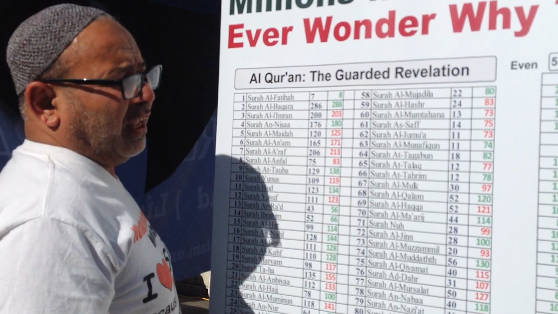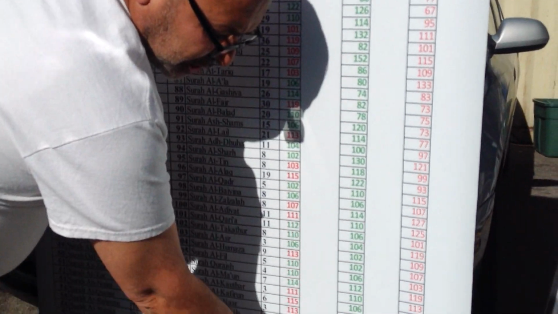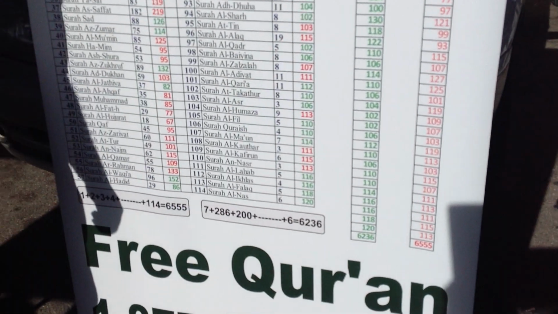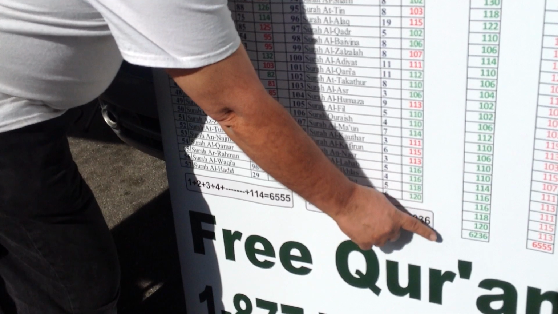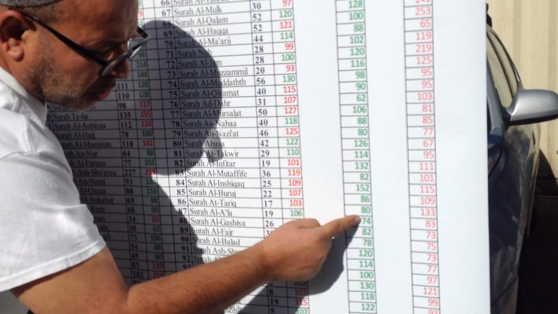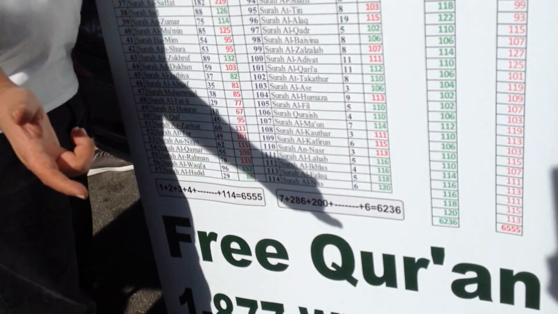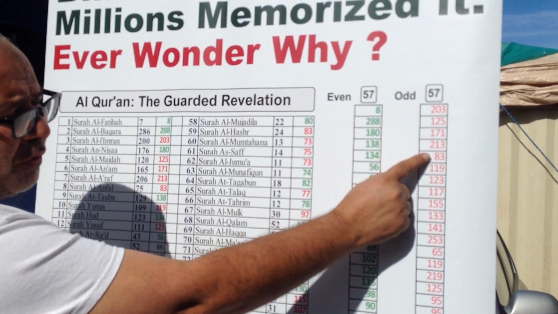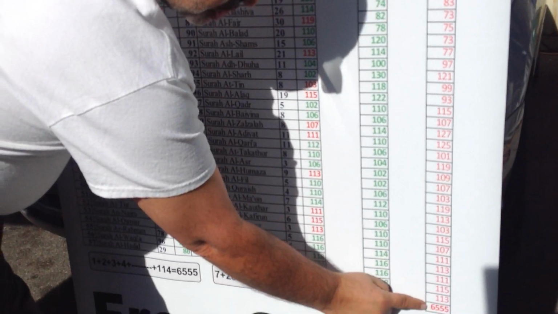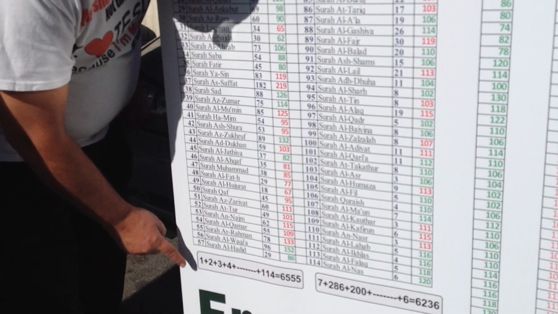The most important thing is, if you add all the green ones, the even numbers, you will find the number 6,236. This is the number of verses in the Quran, exactly the same. Now if you add all the red ones, the odd numbers, 203, 125, all the way, you get 6,555. This is the same number we got when we added 1, 2, 3, 4, all the way to 114.